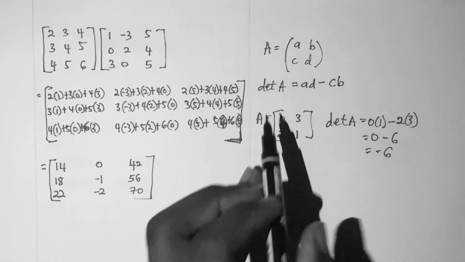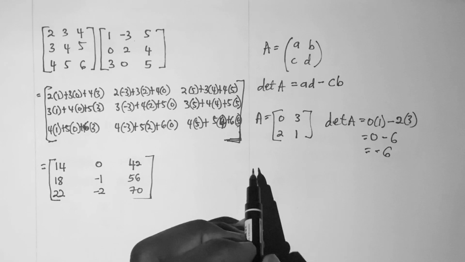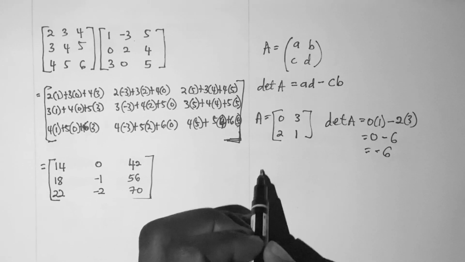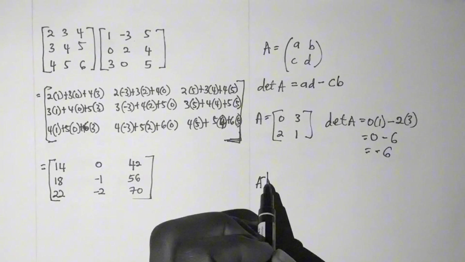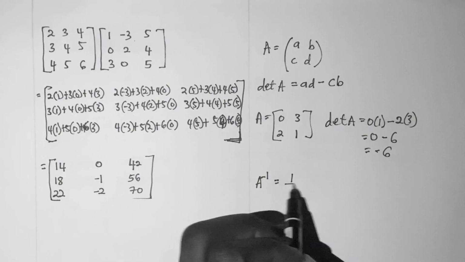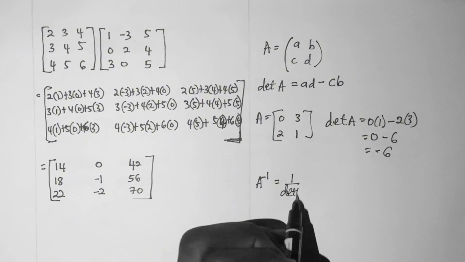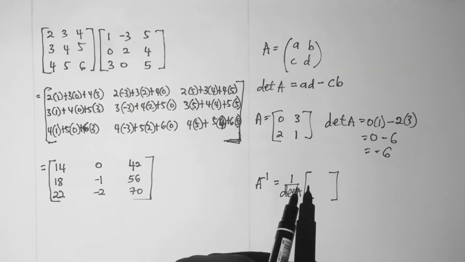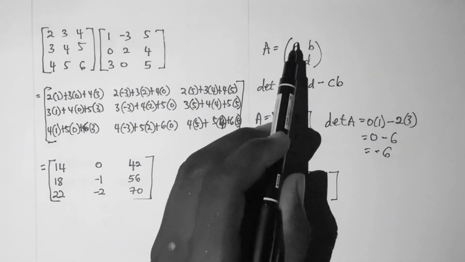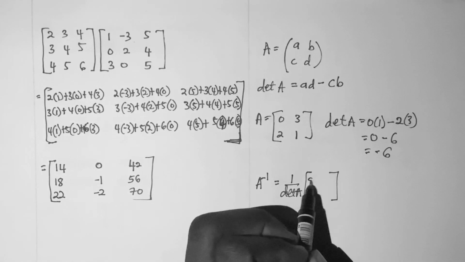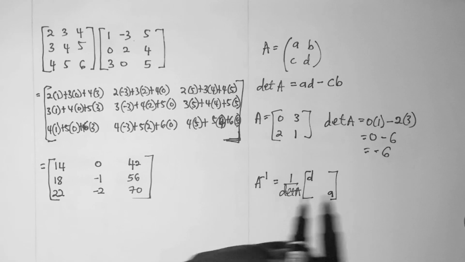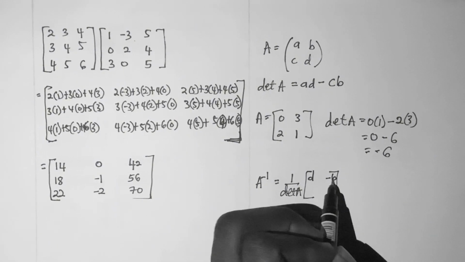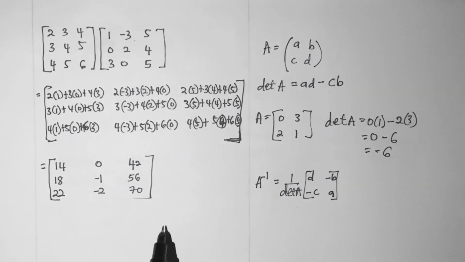Now, how do you find the inverse of a 2 by 2 matrix? If you are given a 2 by 2 matrix, A inverse is equal to 1 over the determinant of A, then times. Then what you do is that you interchange A and D, so that D comes here and A comes here. Then you multiply the other side by negatives. So here becomes minus B and then minus C.